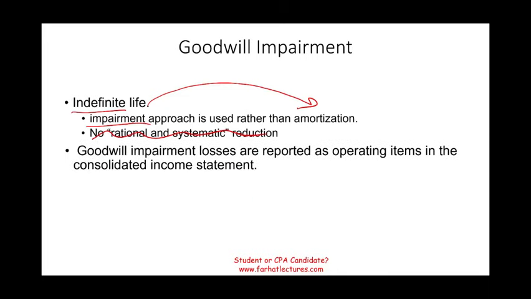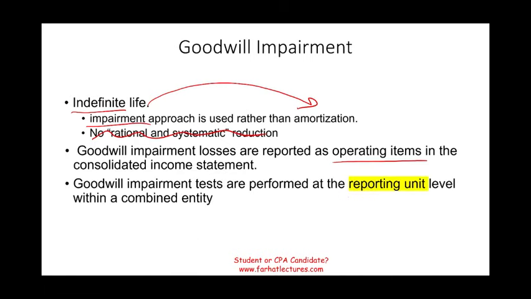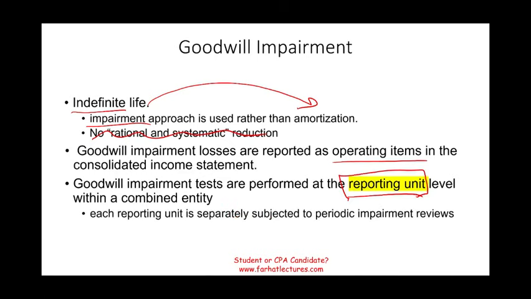And goodwill impairment, the loss itself, is basically an operating item. It goes on the income statement as one line of losses. Then we perform this test on goodwill based on what's called the reporting unit. And we're going to talk about the reporting unit in a little more detail within a combined entity. So we would look at the reporting unit and test for impairment on that reporting unit. So each reporting unit will be separately subject to that periodic impairment review.